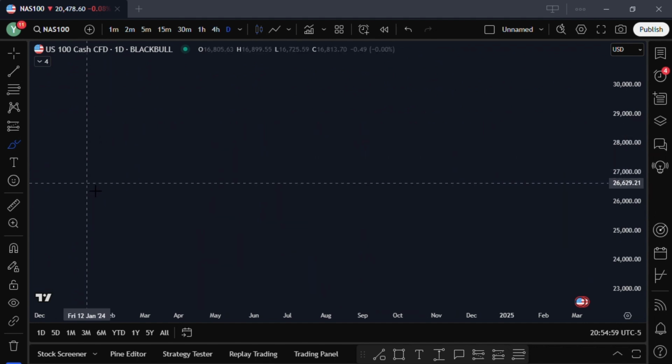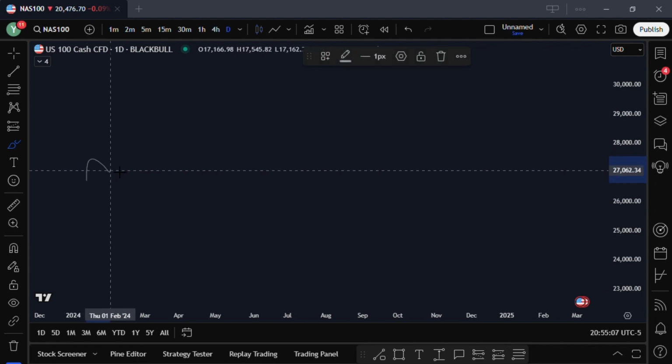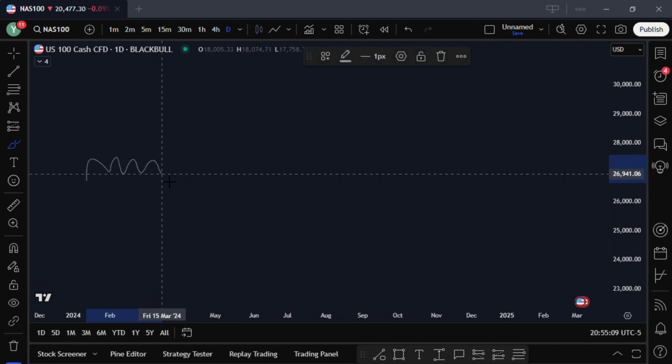So we have accumulation, which is just the candles bunching together. They're ranging within a small area, going sideways, and it indicates low volume at that moment. So when you see candlesticks like this, that is going to be accumulation.